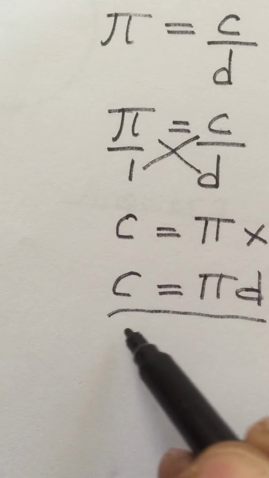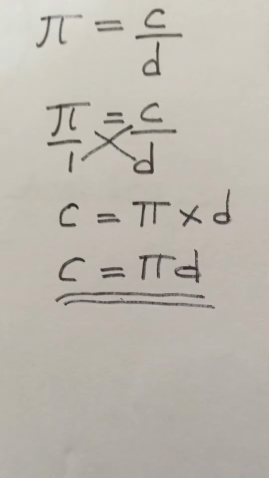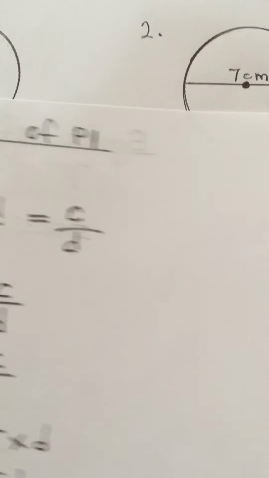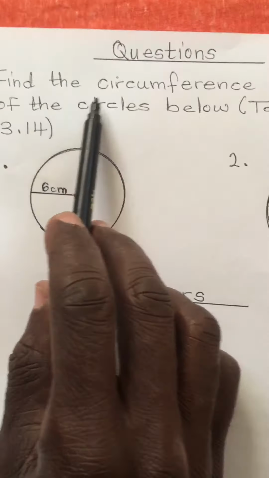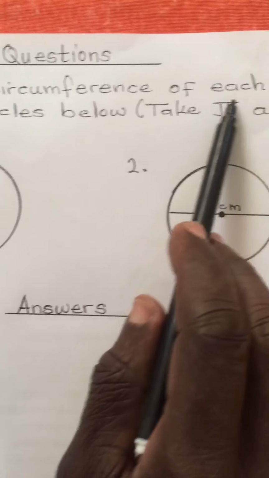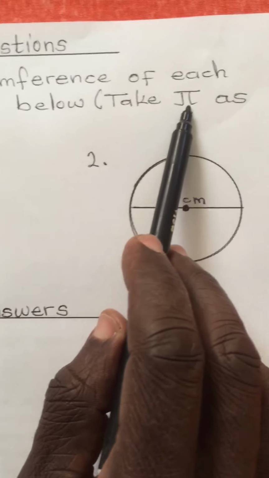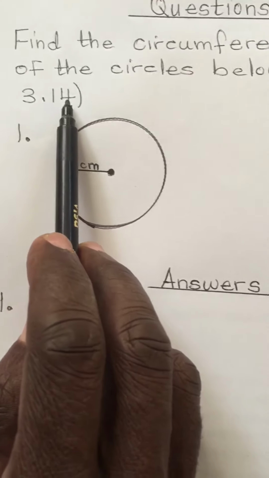So circumference is equal to pi D. So we are looking at this today. The circumference is equal to pi D. So we have a question. These are the questions that we are having. It says, find the circumference of each of the circles below. Take pi, that's the symbol of pi, as 3.14.